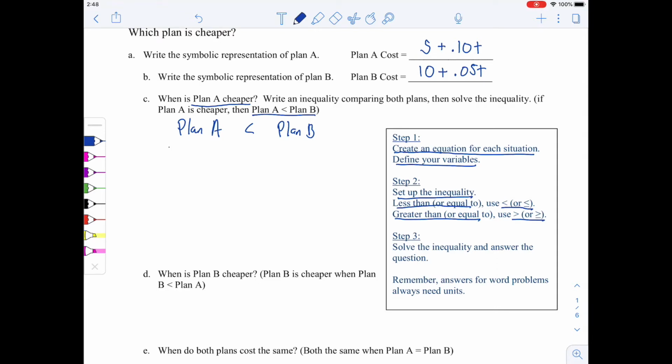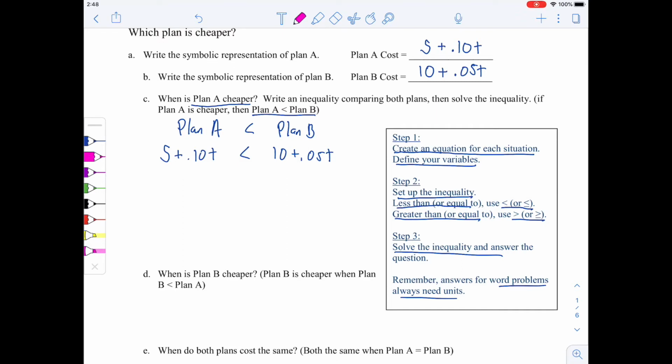So plan A was 5 plus 0.10 text. And then plan B was 10 plus 0.05 per text. So we just set up our equations, wrote up our inequalities, and now we're going to solve it. So solve the inequality and answer the question. And remember, always word problems, you need units. So we want to solve this.